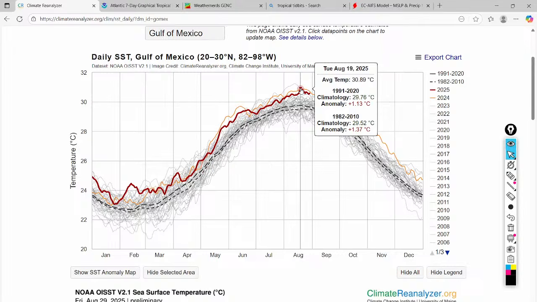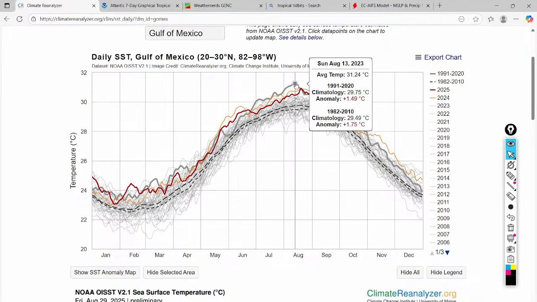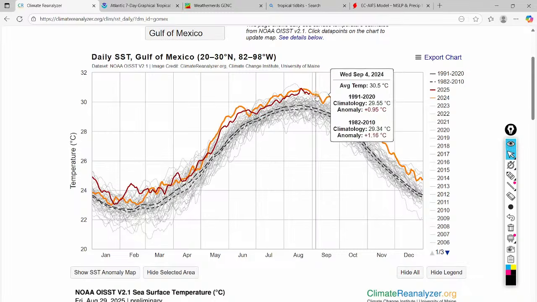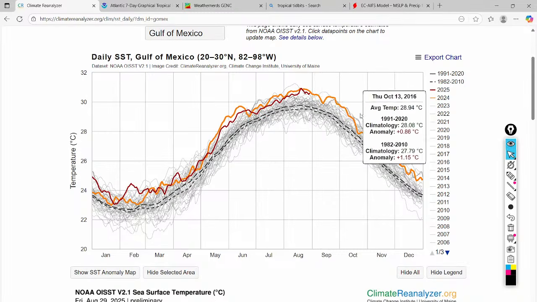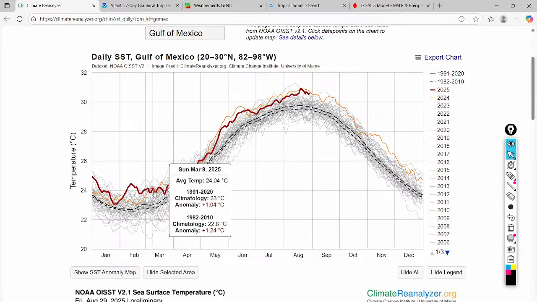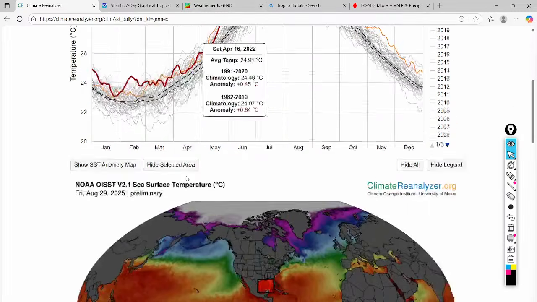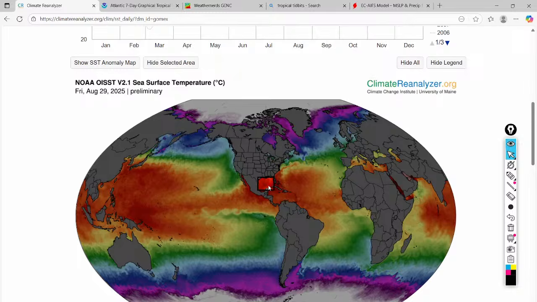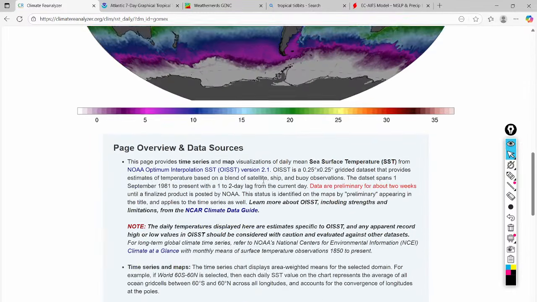We actually hit a brand new peak back in 2023. We hit up to 1.49 degrees above average. That was very warm. But generally, we do see the waters slowly start cooling back down. I'm very interested in what we will see, but this is in the Gulf of Mexico. Generally, the Gulf of Mexico is very warm.